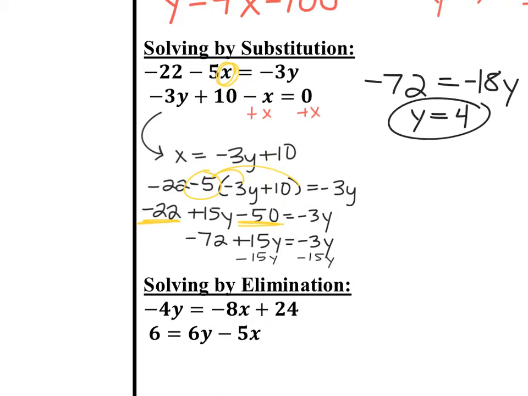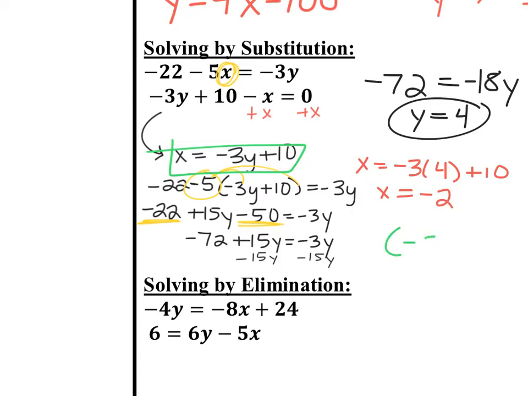Are we done? No. What else do I have to do, Luke? And choose the easiest equation. I would say probably this one is easiest because it's already solved for x. So x is going to be equal to negative 3 times y, which is 4, plus 10. So x is equal to what, guys? Negative 2. Write your answer as a point, because if you were to graph it, that's what it would be. Negative 2, comma 4.